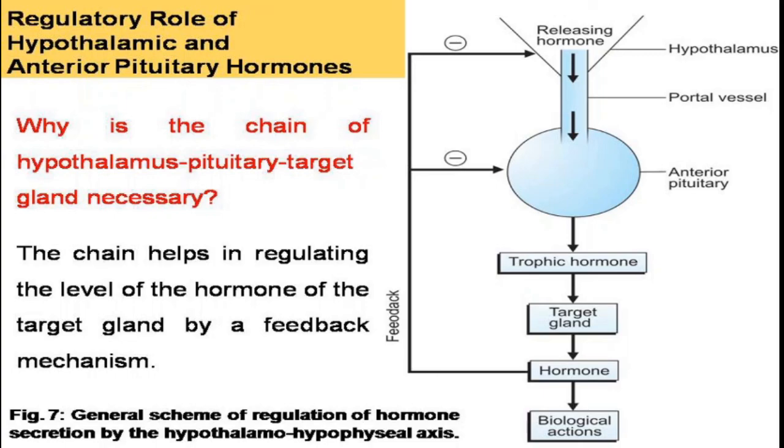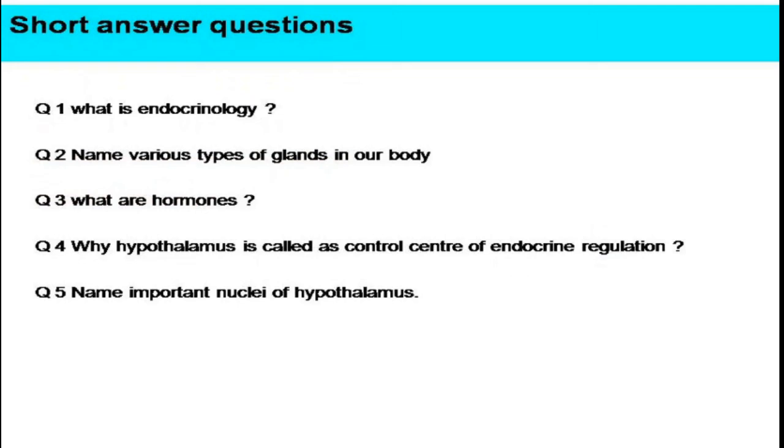This was the end of the lecture. Let's see some short answer questions. Number 1, what is endocrinology? Second, name various types of glands in our body. Third, what are hormones? Fourth, why is the hypothalamus called the center of endocrine regulation? Name important nuclei of the hypothalamus. The answers to all these questions can be seen from the previous slides.